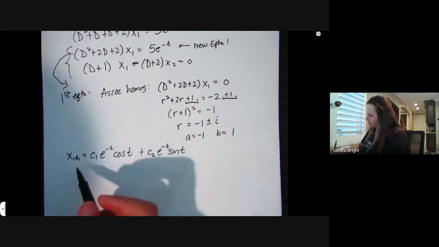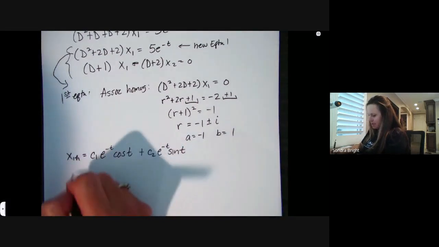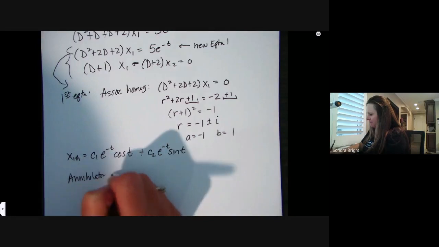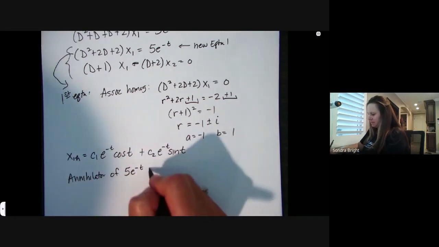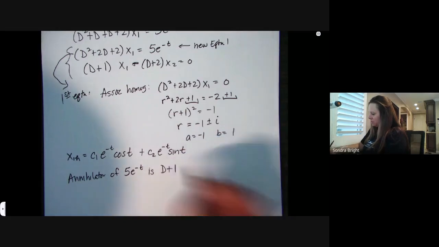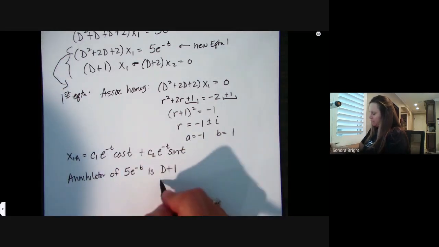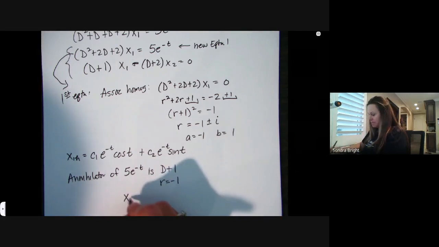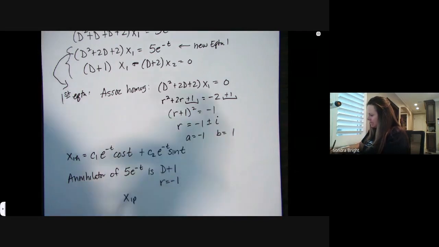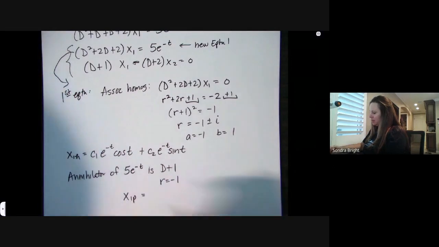And now we're going to find the annihilator. The annihilator of 5e to the negative t is just d plus 1, which just means your r is negative 1. And so the particular for x1 is just c. I better do another letter. We already used c1 and c2, so don't use those.